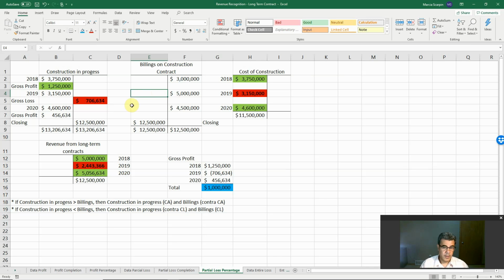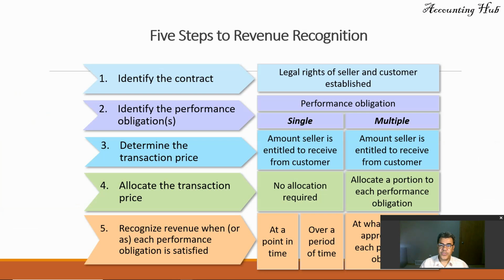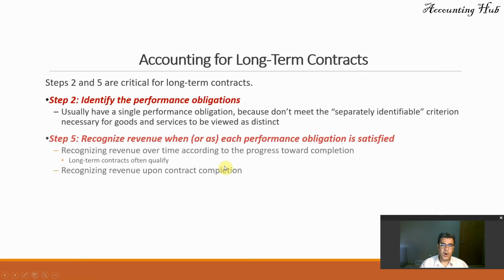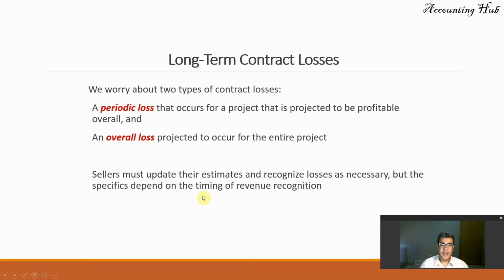Okay, guys, so thank you so much. And by the way, here, a brief explanation about our stats. We did it in our Excel file. And here, the periodic loss and overall loss, we also did it in our Excel file.